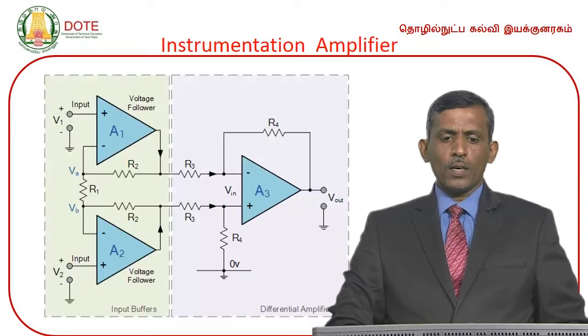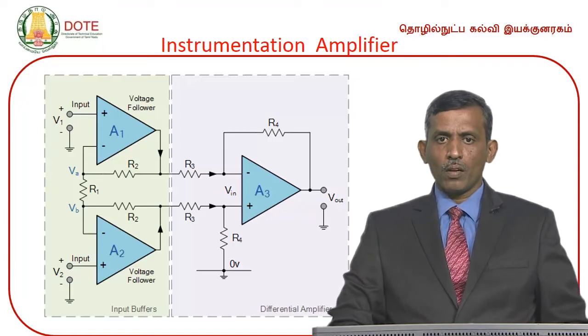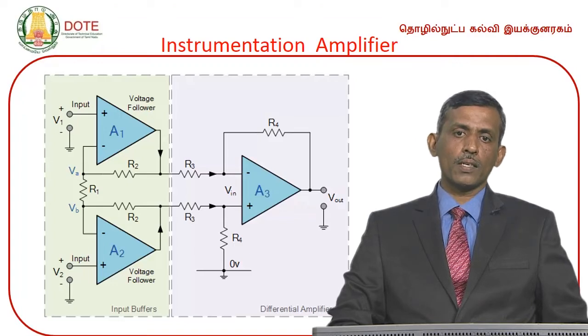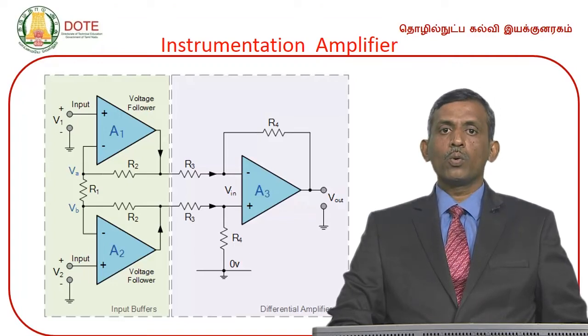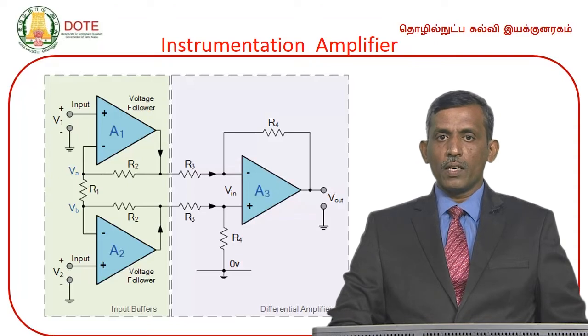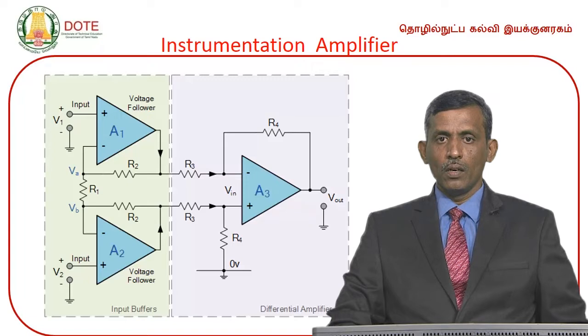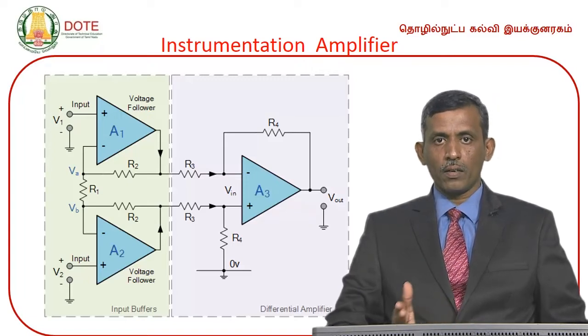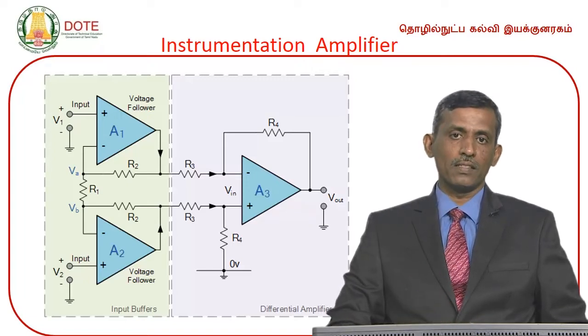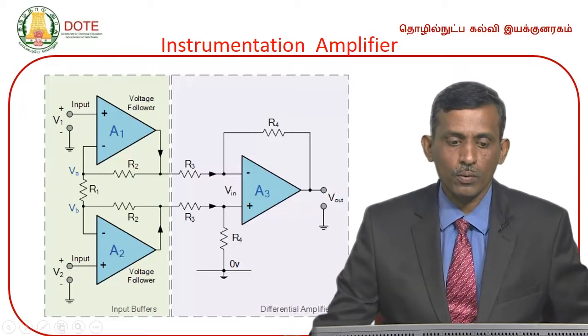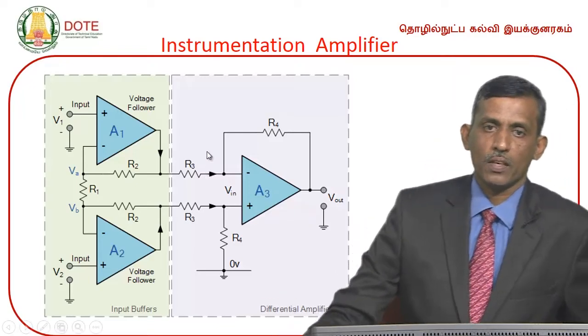In this module we are going to discuss the application of the differential mode amplifier, that means the instrumentation amplifier. What is an instrumentation amplifier? This amplifier circuit is very much useful for instrumentation applications, to amplify the differential input signal. We will discuss this application part after discussing the analysis. Now, look at this circuit. This is the instrumentation amplifier circuit.